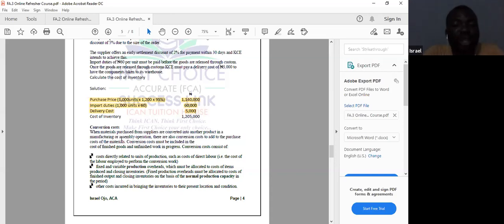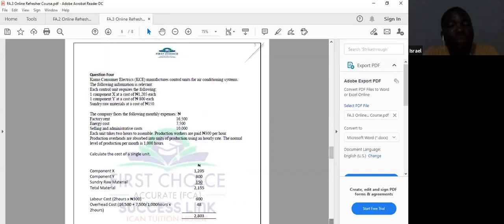So when materials purchased from suppliers are converted into another product in a manufacturing or assembly operation, there are also conversion costs to add to the purchase of the material. Conversion costs must be included in the cost of finished goods and unfinished work in progress. Conversion costs consist of costs directly related to unit of production, fixed and variable production overhead, which must be allocated to the cost of items produced and closing inventory, with other costs incurred in bringing the inventory to their present location and condition. These are all the costs added together.